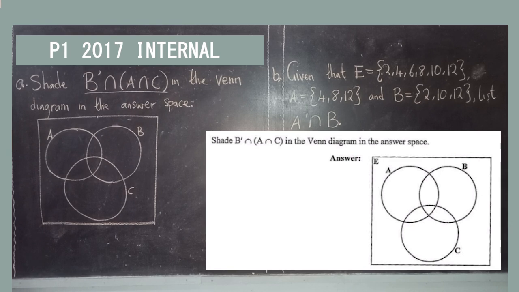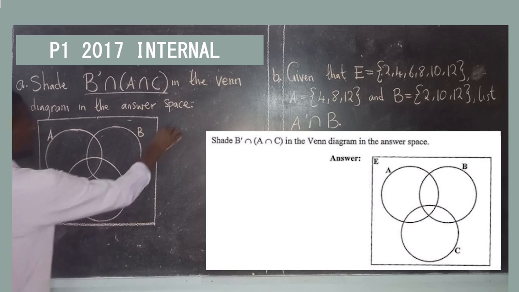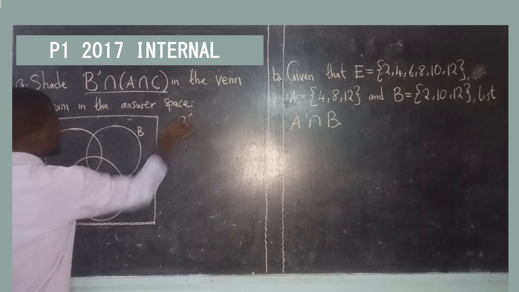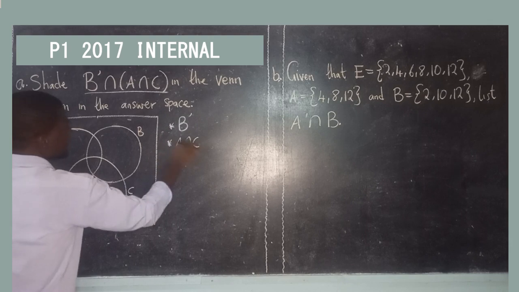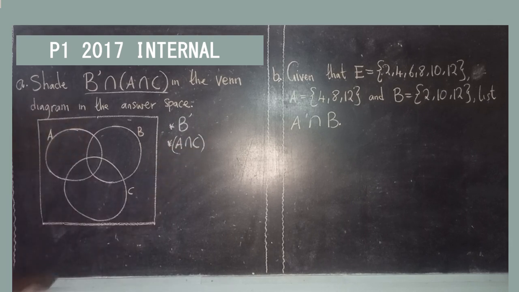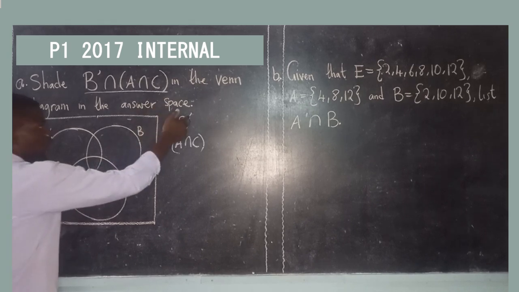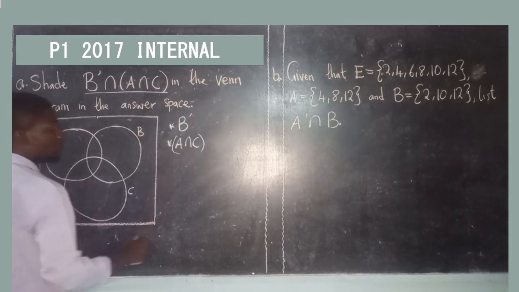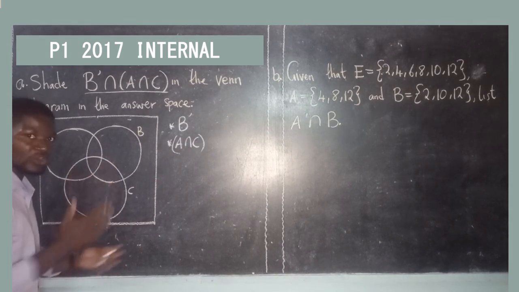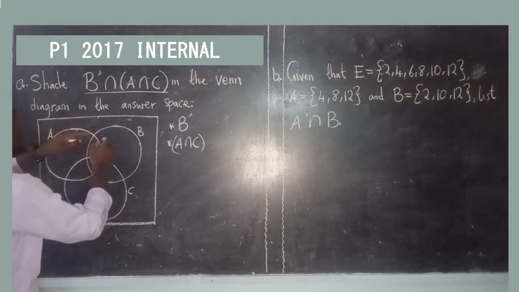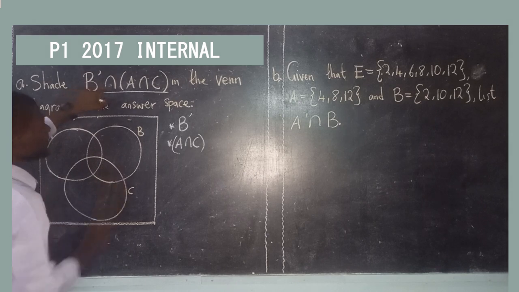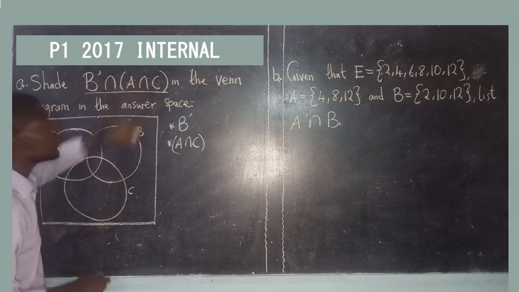First and foremost, we are simply shading. We are not solving anything, but we are shading. So we are first of all going to start by shading B complement, and then we are going to shade A intersection C in that way. Then, where the lines for B complement and A intersection C overlap or cross each other, that will indicate the area where B complement intersection A intersection C is going to lie.